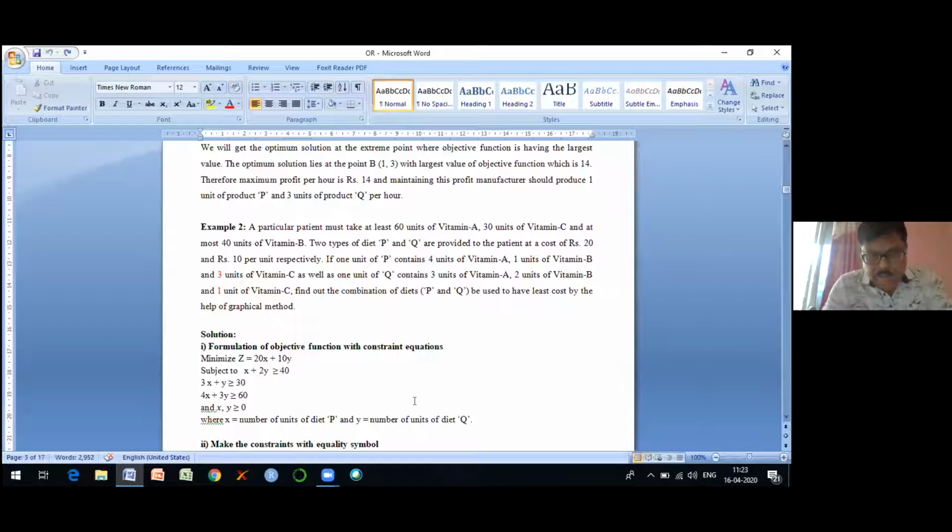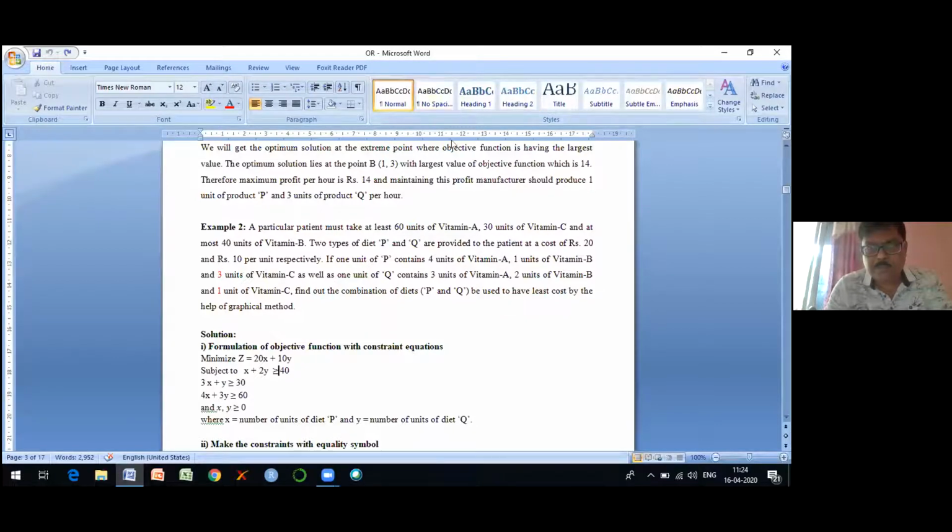And after that, we have written where x equal to number of units of diet P and y equal to number of units of diet Q. And non-negativity conditions we have also mentioned: the value of x and the value of y must be greater than equal to 0. So this is the formulation of the linear programming problem in case of a minimization problem.